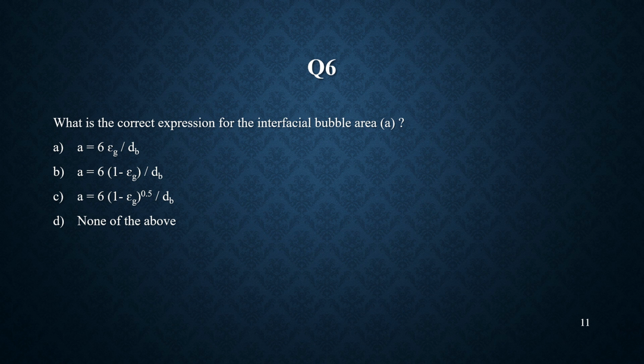Answer is option A, that is 6 into epsilon g by dB is the right answer. Here we are using the formula to calculate the interfacial bubble area, that is A. Small bubbles will have more surface area, that is interfacial area, so we can relate it using the inverse approach. A is equal to 6 into epsilon g by dB. Small bubbles have increased surface area.